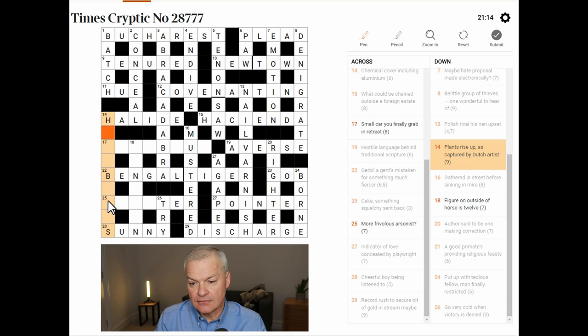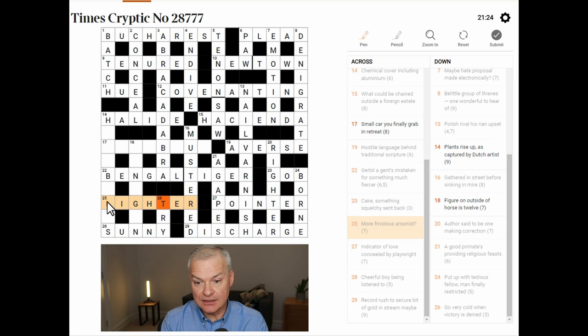Supposing 14 down ended, I've got 25 across. More frivolous arsonist is lighter. If something's light, it's frivolous, so more frivolous is lighter. And then a lighter could be an arsonist, because arsonists light fires. Great. So, I'm wondering if this is harebells. Let me put in these letters, and harebells I think is RE, but could be IR.